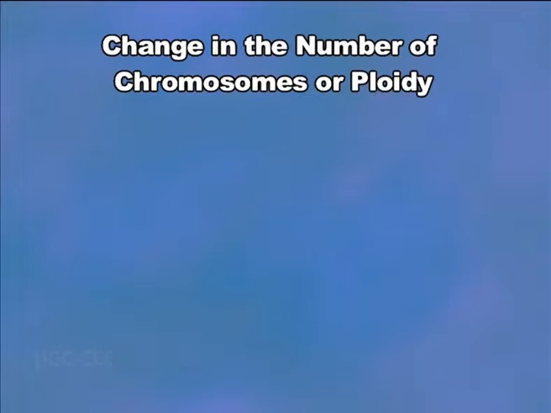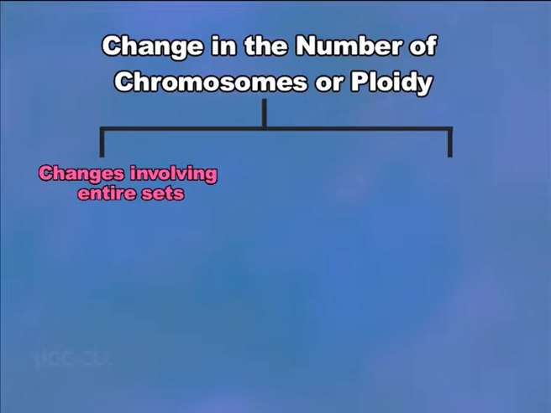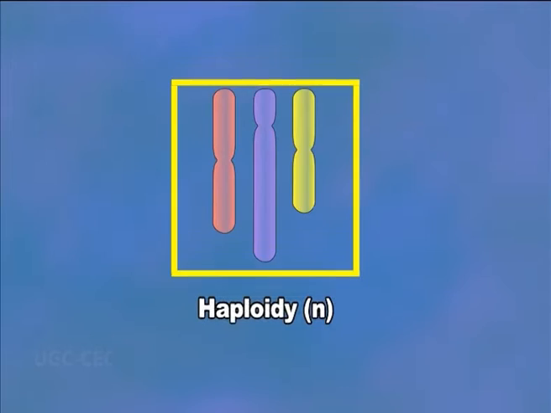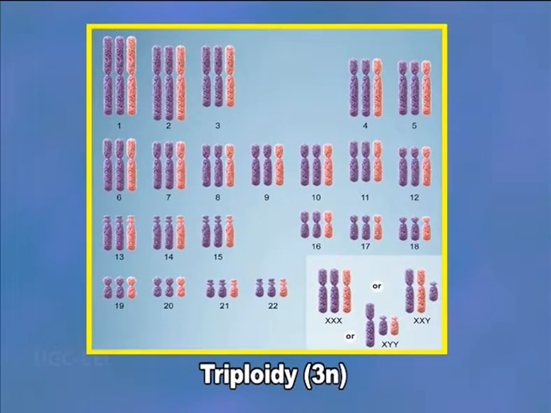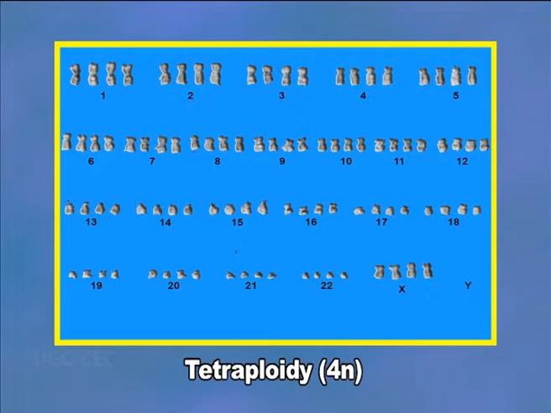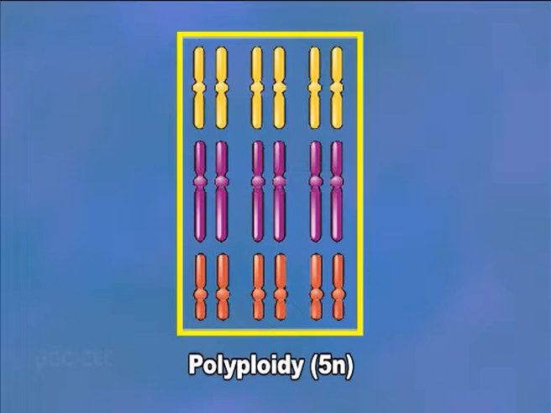Change in the number of chromosomes or ploidy involves changes involving entire sets, including number 1, haploidy, having only one set of chromosomes, that is n number of chromosomes, and number 2, polyploidy. Each set of chromosomes is represented more than twice. Triploidy, that is 3n number of chromosomes. Tetraploidy, that is 4n number of chromosomes, and pentaploidy, that is 5n number of chromosomes.